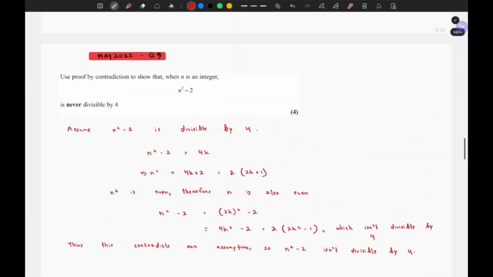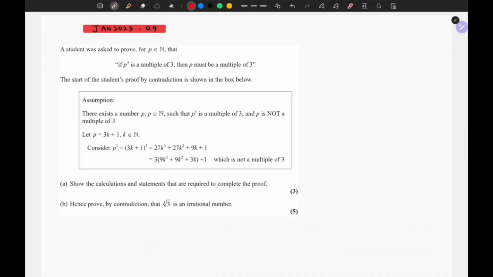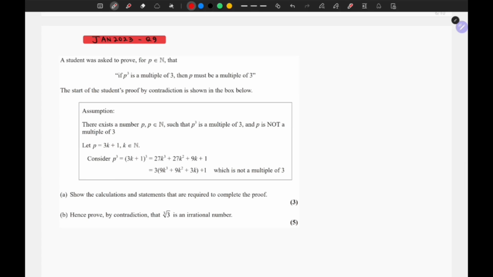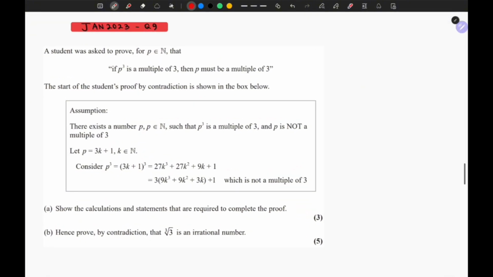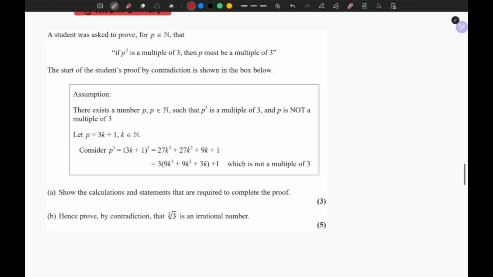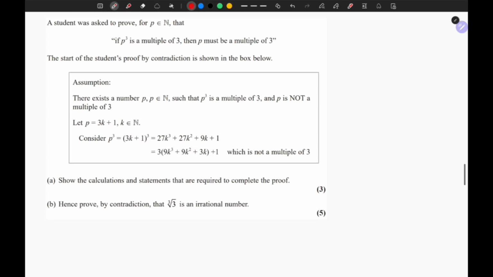So that is it for this question, and moving on to the next question. This is a question from January 2023, question 9. This question is actually identical to the previous question we solved from October 21. So a student was asked to prove that for p belonging to the natural numbers, if p cubed is a multiple of 3, then p must be a multiple of 3 also. Now, the assumption would be that p is not a multiple of 3, but p cubed is a multiple of 3. So that is the assumption.